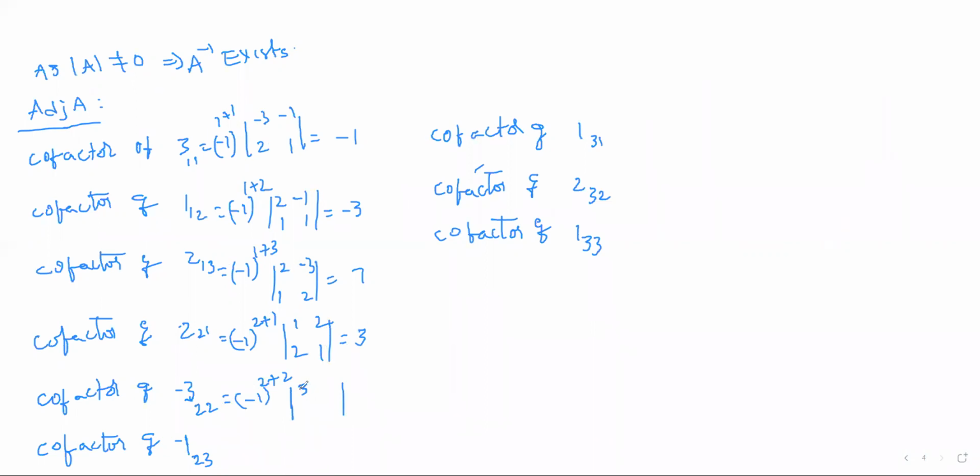Next, minus 1 whole to the power of 2 plus 2 into determinant of 3, 2, 1, 1. That is nothing but minus 1 whole power 4 means plus 1 only, 3 minus 2 is 1 only. Next, minus 1 whole to the power of 2 plus 3 into determinant of 3, 1, 1, 2.